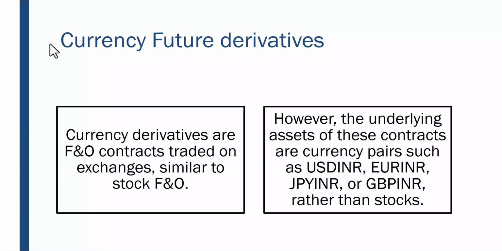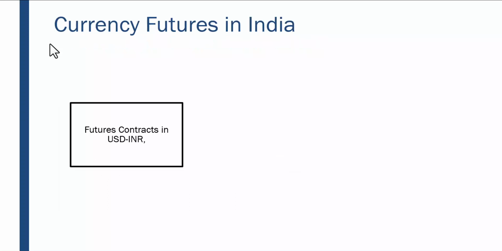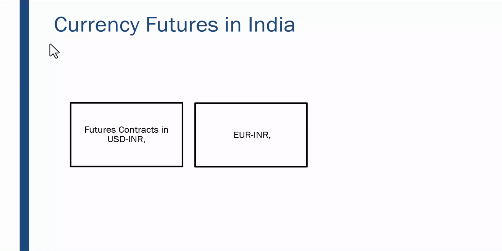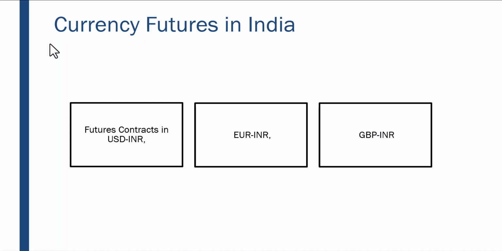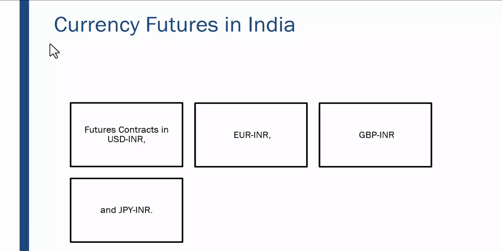Now, these are the four pairs which are normally dealt through the stock exchange. No other currency you can trade through the stock exchange, or you have to use a cross currency for doing it, but this is the main mechanism through which you can trade. Around 80% of your trade is fixed through this. Now, future contracts in USD INR, Euro INR, Pound INR, Japanese Yen INR.